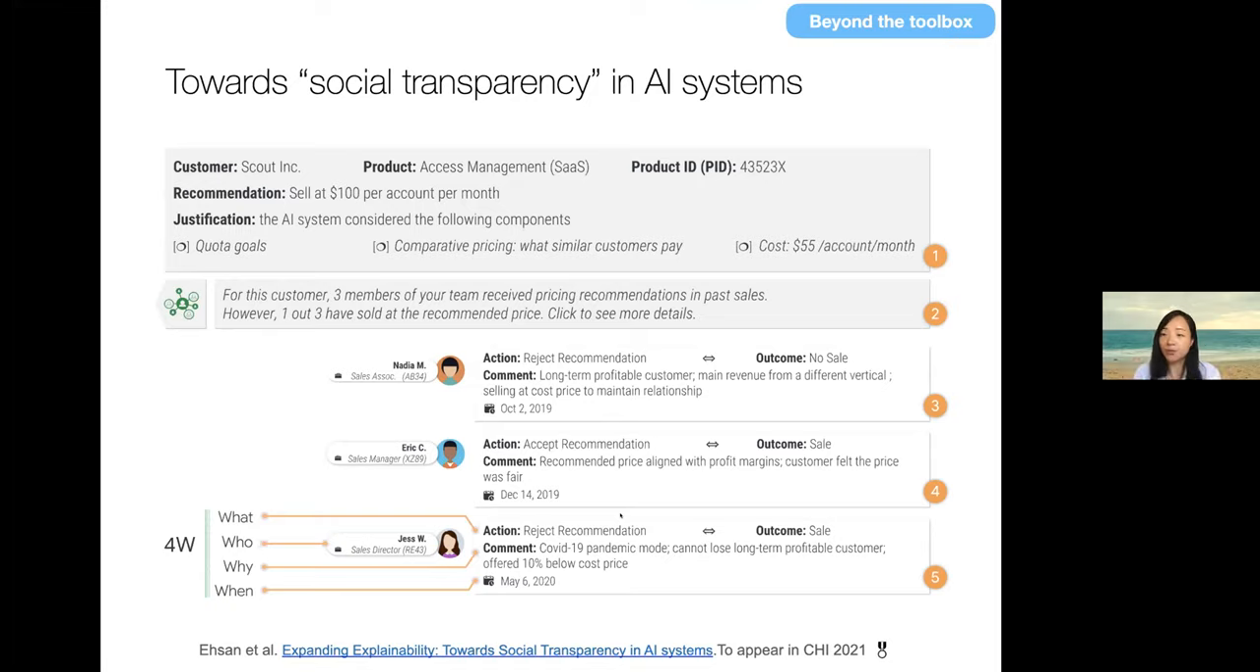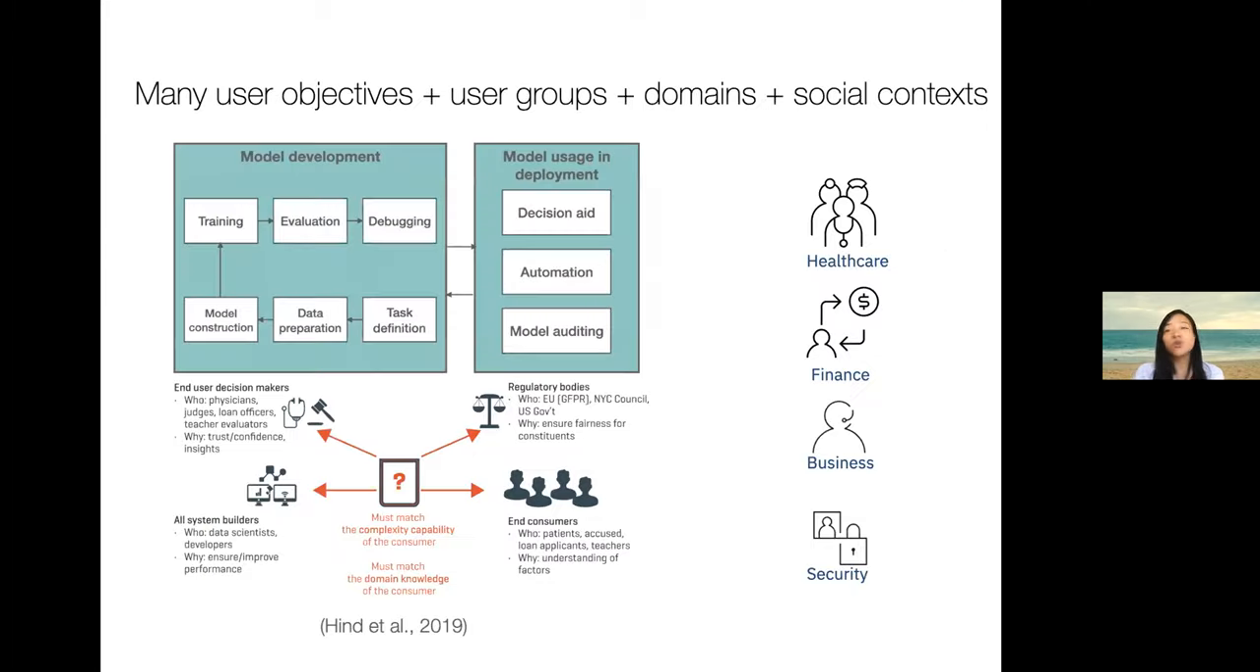And we had an empirical study to show there are many benefits of showing other people's reasoning to help people make sense of the AI, make better decisions. And also just a good organizational practice to hold both people and AI system accountable. This is also a good place to switch to the second thread.